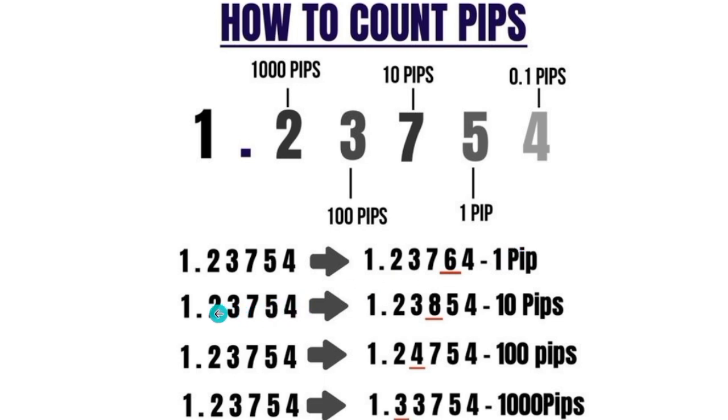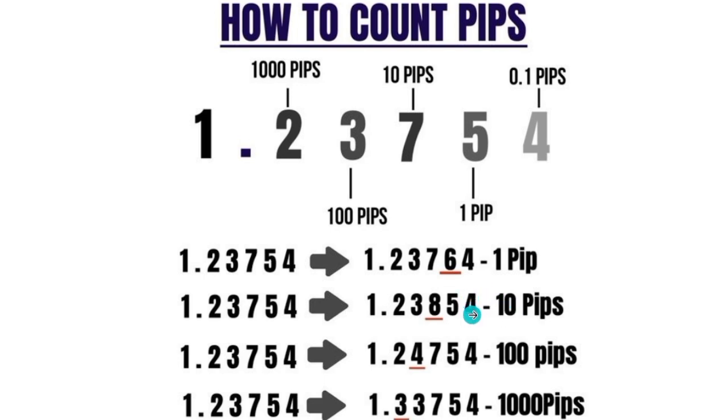So let's come down to this. We have 1.23754. If we add 10 to it, instead of 75 it will become 85. So we have 10 pips. Please pay attention, I don't want you to get confused in this area. This is just a normal addition. You can press a calculator and add 10 to it.